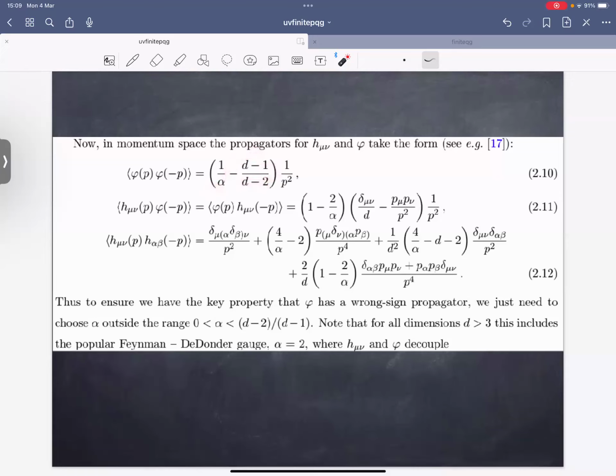And in particular, the interesting case is, for example, it includes the case d equals 4, which is the physical dimension, and the popular Feynman-de Donder gauge alpha equals 2, where h mu nu and phi decouple. You can see that alpha equals 2 would cross this piece out. But it leaves you with a phi propagator that propagates the wrong sign.